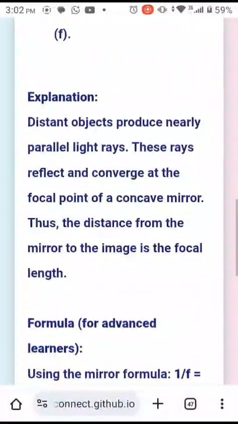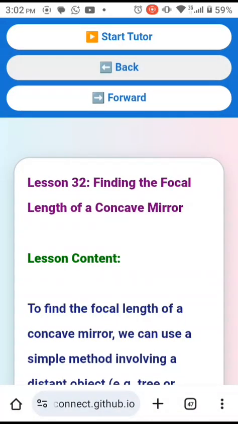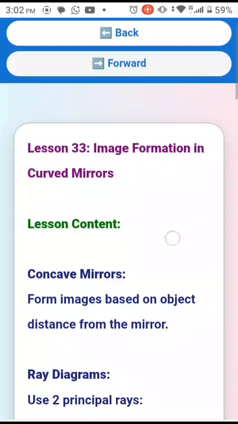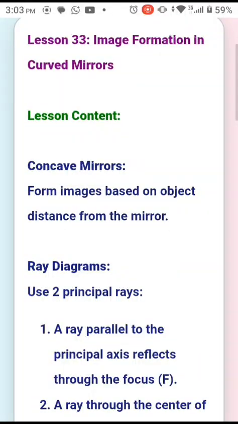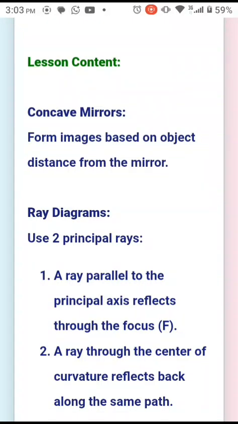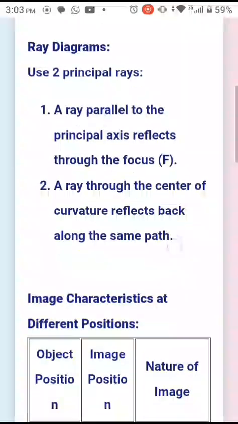Lesson 33: Image formation in curved mirrors. Lesson content. Concave mirrors form images based on the object's distance from the mirror. Ray diagrams use two principal rays. A ray parallel to the principal axis reflects through the focus, F. A ray through the center of curvature reflects back along the same path.